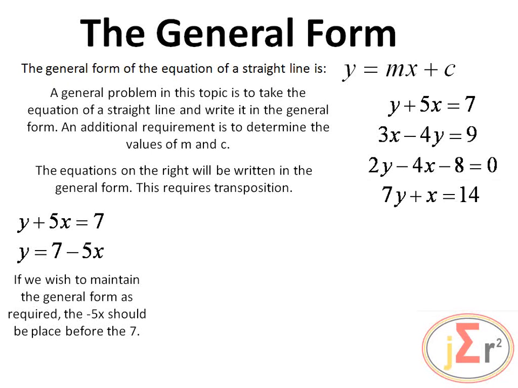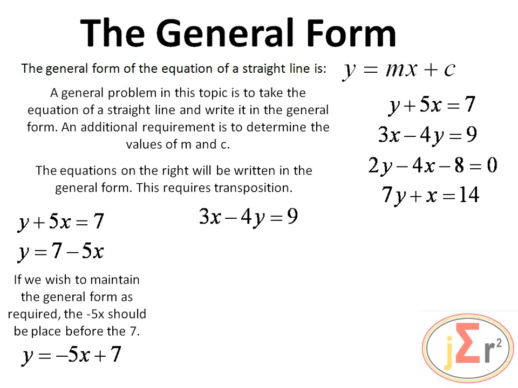If we wish to maintain the general form as required, the negative 5x should be placed before the 7. Like that. And now we have our general form. Now, we have a negative in front. Generally, we don't delight in putting negative signs at the front of an expression, but in this case, we are really maintaining the form, and that is why it is done.